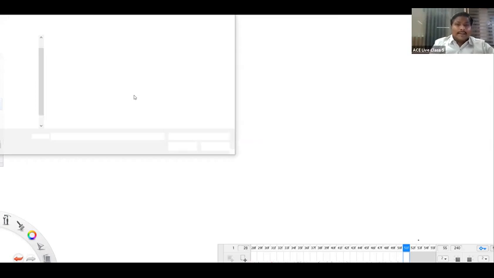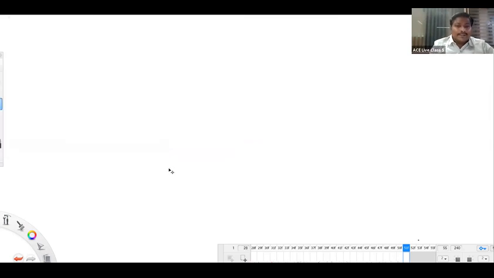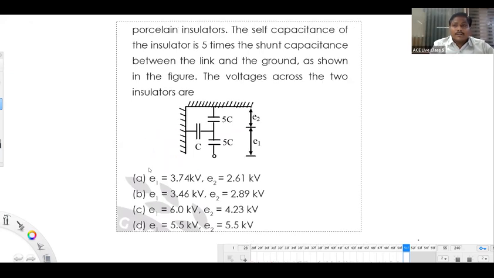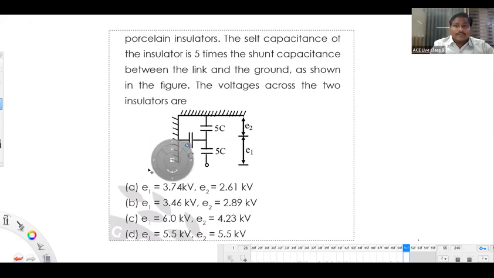It was asked in the GATE 2010 examination. This question appeared in GATE 2010.